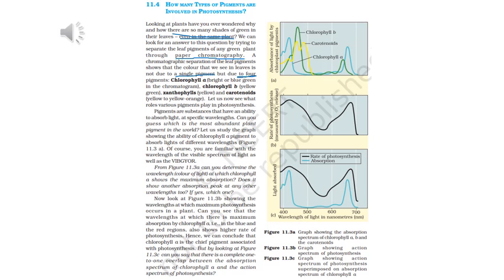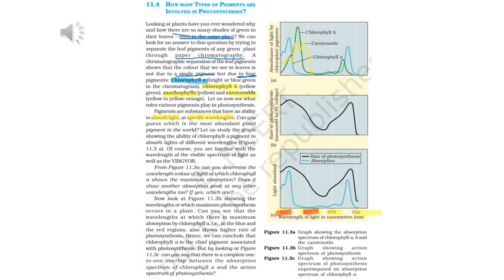Chlorophyll a, which gives bright or blue-green in the chromatogram. Chlorophyll b, yellow-green. Xanthophylls, yellow, and carotenoids, yellow to yellow-orange. Let us now see what roles various pigments play in photosynthesis. Pigments are substances that have an ability to absorb light at specific wavelengths. Can you guess which is the most abundant plant pigment in the world?